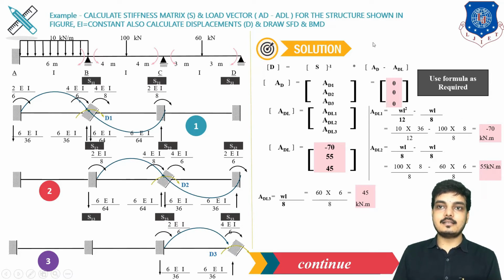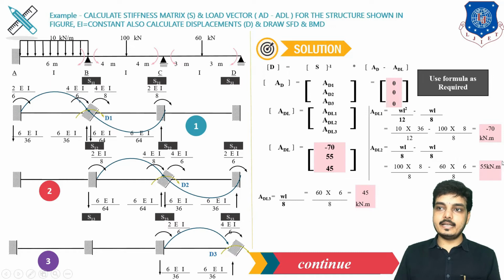Now at last, at support D, you can see there is only a single moment because there is no continuous span further over. So we will be taking only a single moment, which is a point load clockwise moment. FEM is WL by 8. W is nothing but 60, L is nothing but 6, divided by 8. I will be getting my value 45.